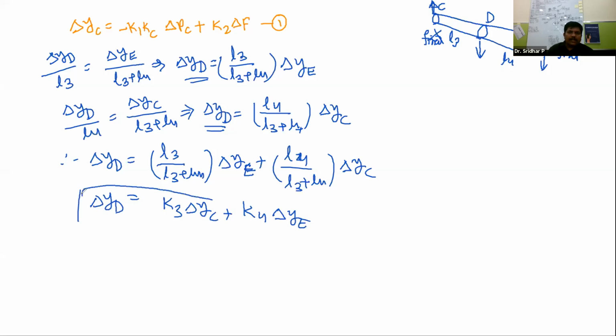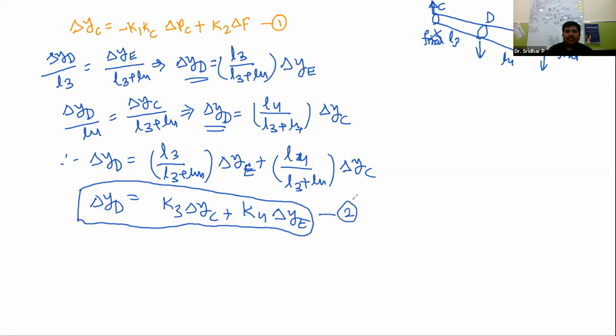So this is your equation number 2. Finally, this is the expression for delta YD. Similarly, we have developed the expression for YC, and now for YD. Let me assume this is equation number 2.